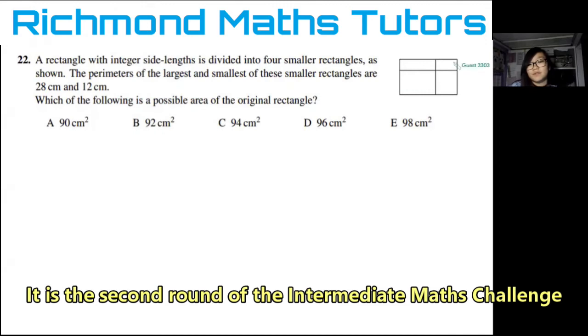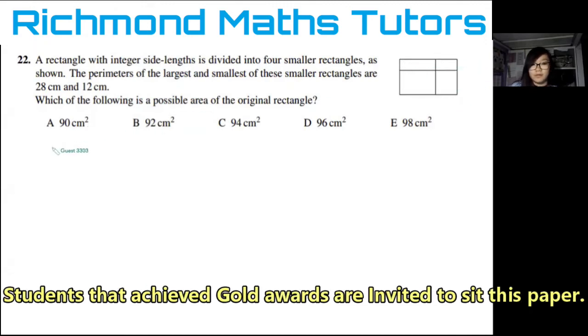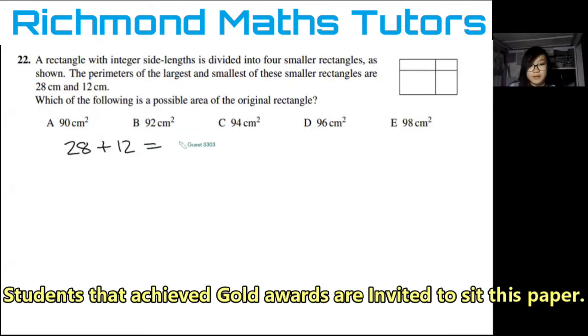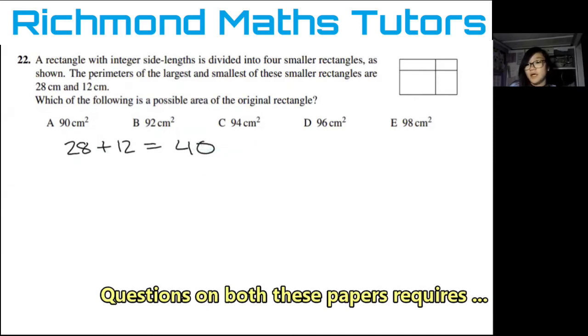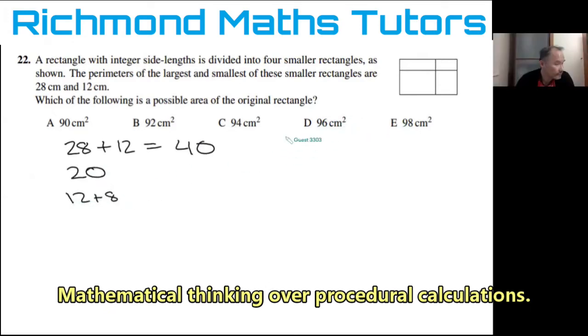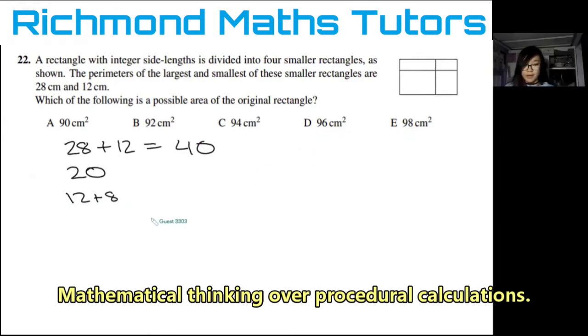So first we want to find the perimeter of the original rectangle, which we can do by adding 28 and 12 centimeters, which gives us 40. Now, because 40 is the entire perimeter and we only want half of it, we divide 40 by 2, which is equal to 20. Now, when I did this, the first noticeable pair was 12 and 8, which is answer D, 96 centimeters squared.